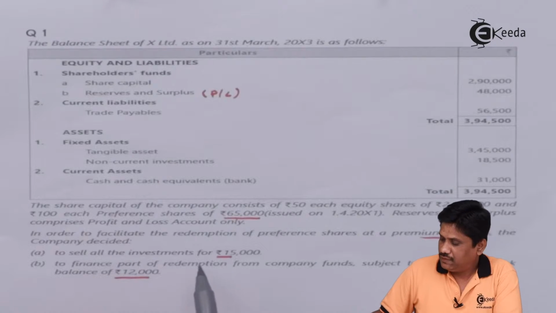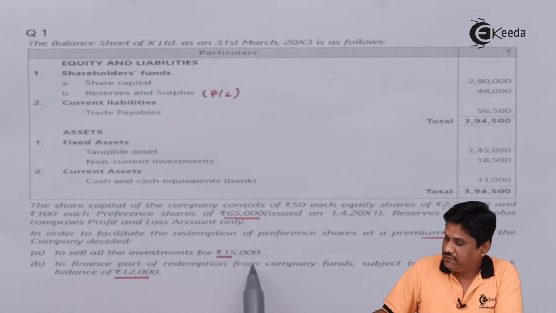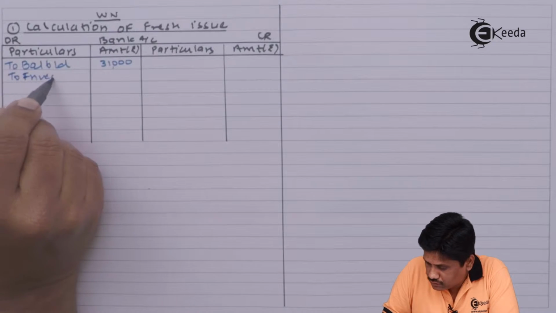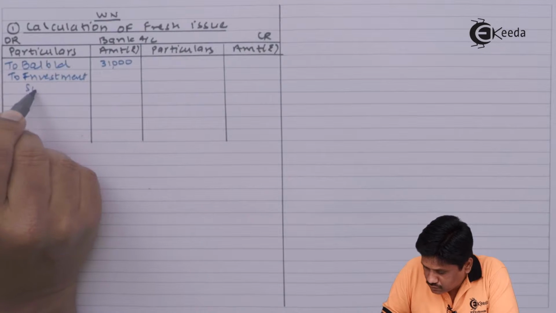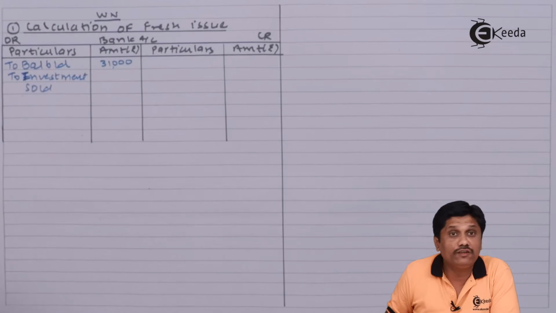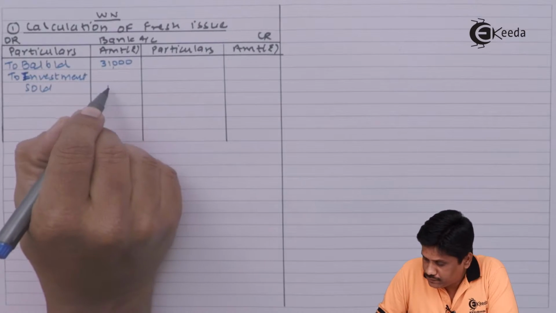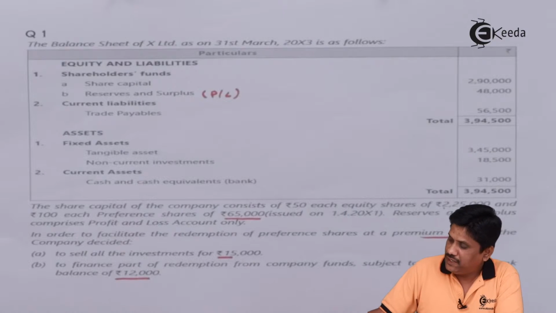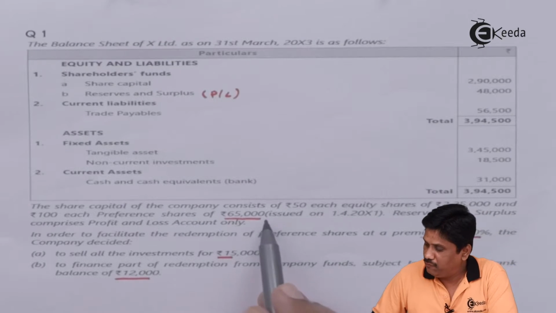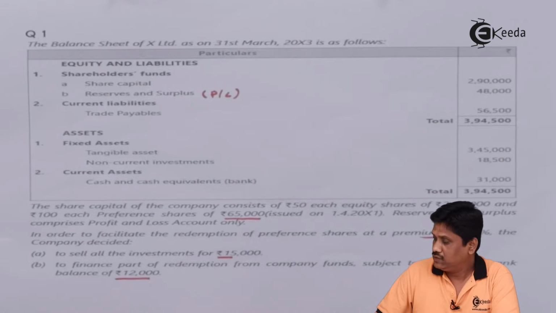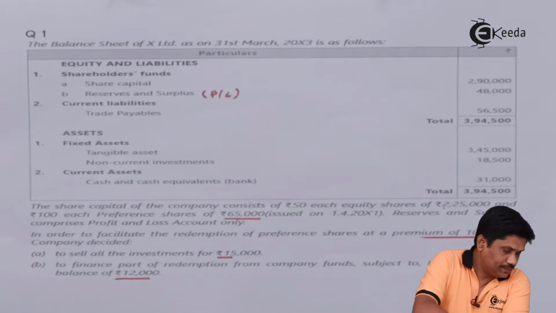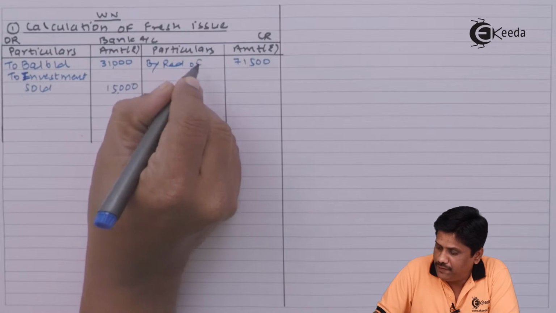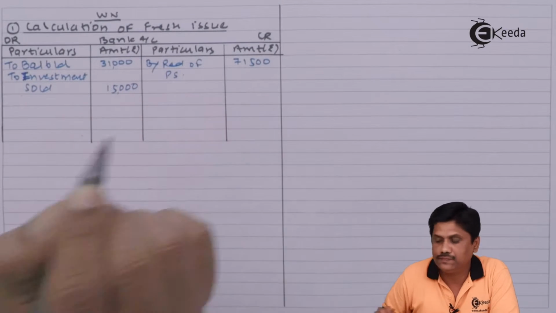They mentioned that company will sell the investment for 15,000, so cash comes in. Investment sold, 15,000. Preference shares to be redeemed at 10% premium. Amount of preference share is 65,000, which is at 10% premium. By redemption of preference shares, this amount I need.